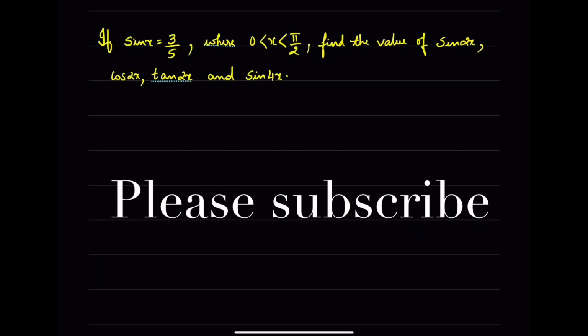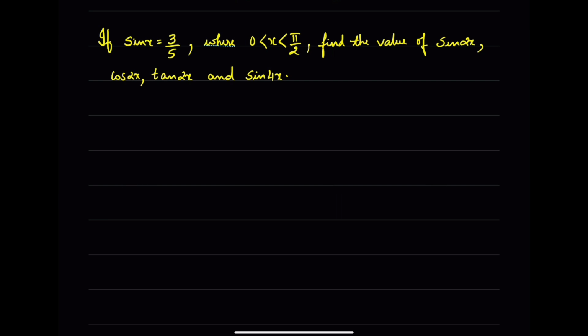In this video, let us solve a few problems related to application of multiple and submultiple angles of trigonometric functions. In this first question, the information given to us is sin x is equal to 3 by 5 and x is greater than 0 and less than pi by 2. That means x is in the first quadrant. So using this information, we have to find the value of sin 2x, cos 2x, tan 2x and sin 4x.